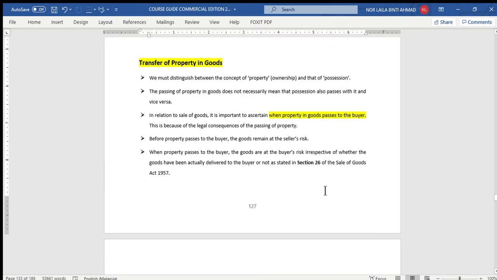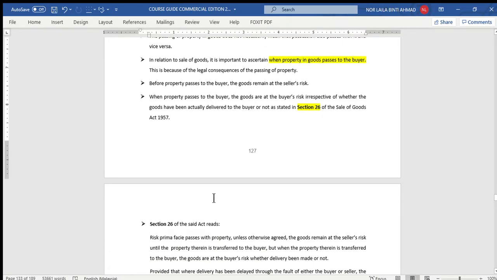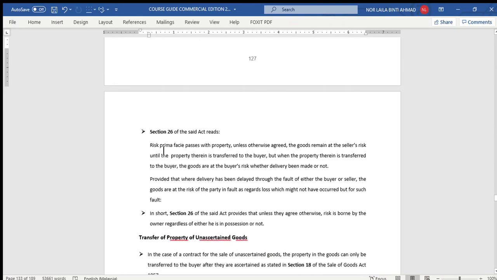This is based on section 26. Section 26 is important because this is the general rule of transfer of property in goods. Right, based on this provision, res perit domino, risk prima facie passes with property unless otherwise agreed. The goods remain at the seller's risk until the property therein is transferred to the buyer, but when the property therein is transferred to the buyer, the goods are at the buyer's risk whether delivery being made or not. It doesn't matter if the buyer has received the goods or not, as long as there is a transfer of property in goods.